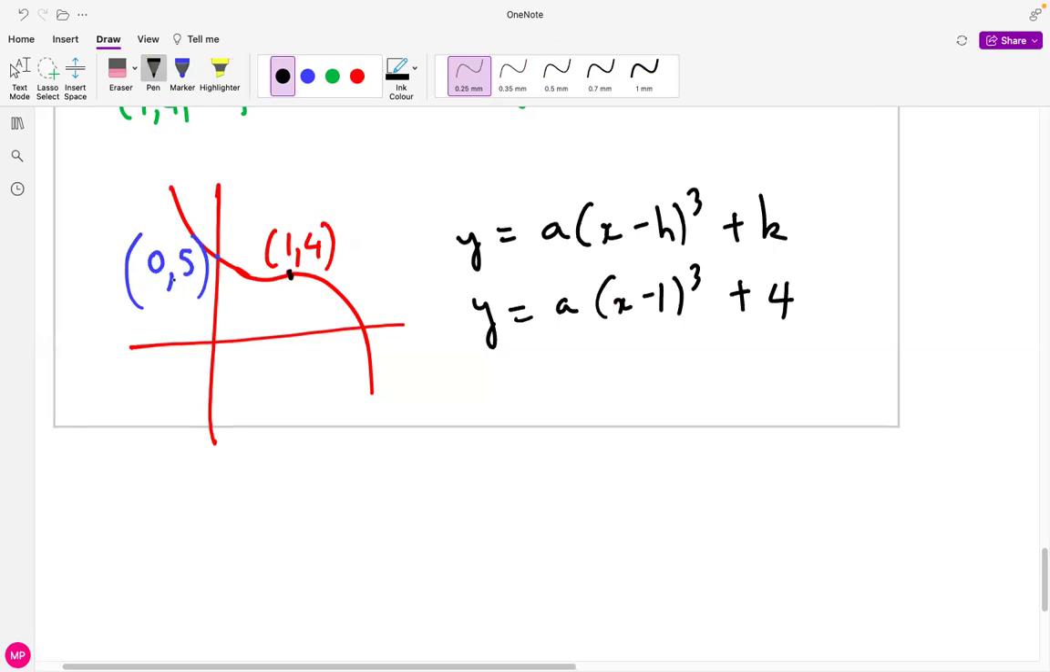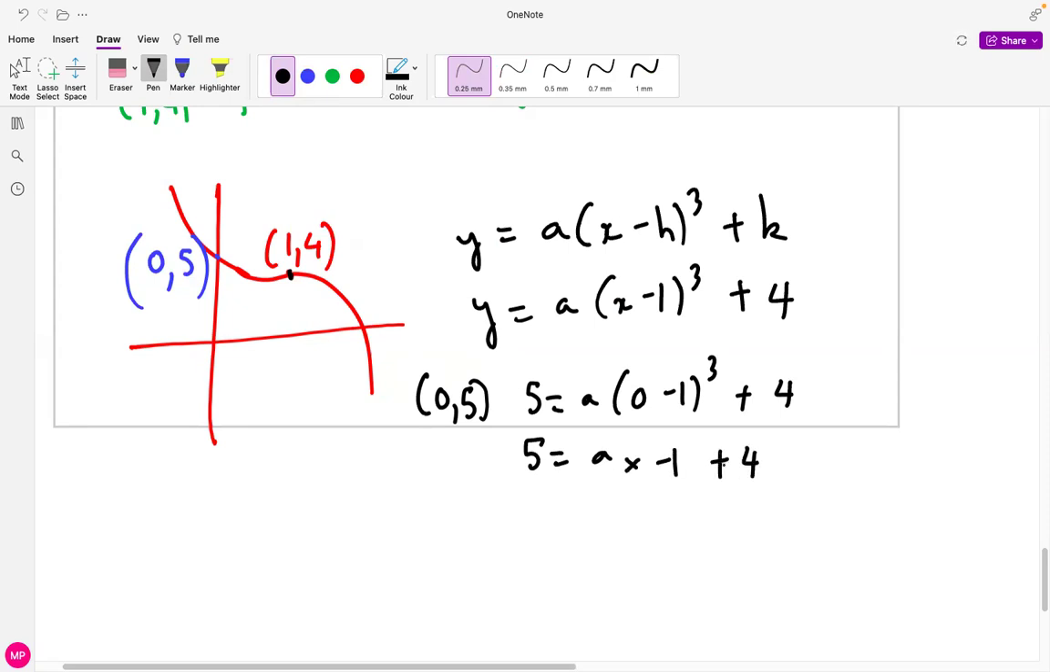Then they only give you a point (0, 5). You can substitute it in, and you can solve for a. So I have 5 = a(0 − 1)³ + 4, like that. Then you have 5 = a times negative 1 cubed, which is negative 1, plus 4. Take the 4 over to this side. So 1 = −a, so a = −1. There you go. And then you have the equation will be y = −1(x − 1)³ + 4.